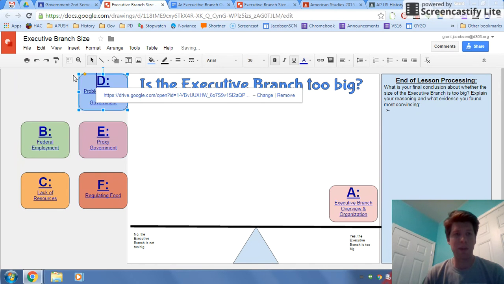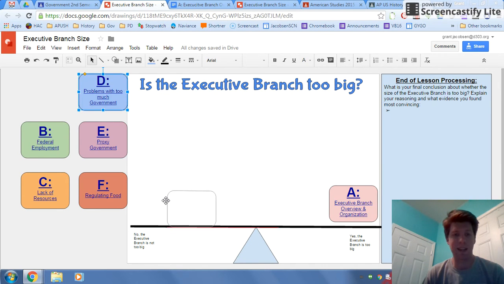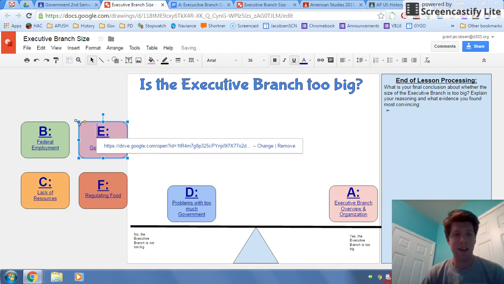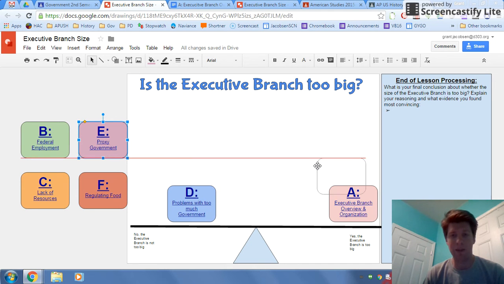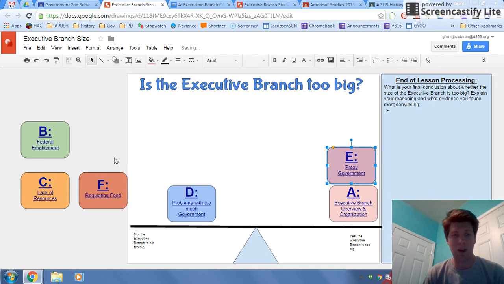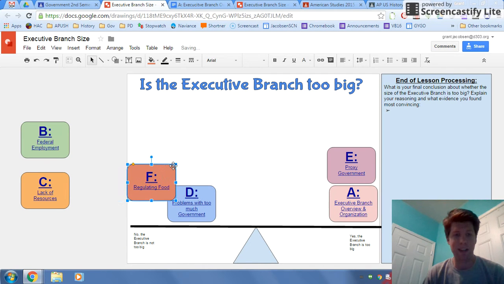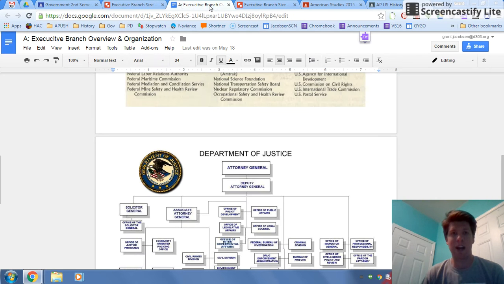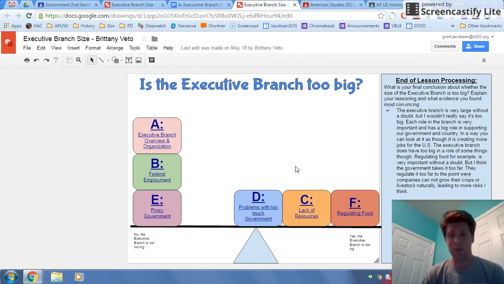So students would be able to take each of these different boxes. They'd click on the link, read all the evidence, and then organize it however they see fit. Maybe they think that almost all of these documents make it look like, you know what, maybe the executive branch is really too big, and then they type it up. So long story short, here is what a student sample would end up looking like at the end, where this is how Brittany ended up organizing her different documents here, and then her write-up.